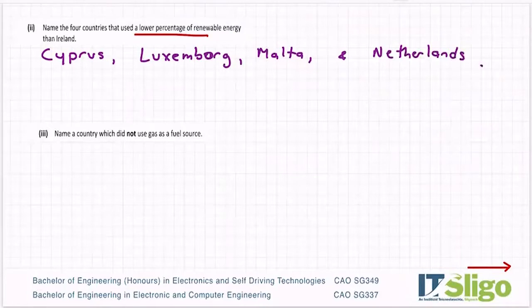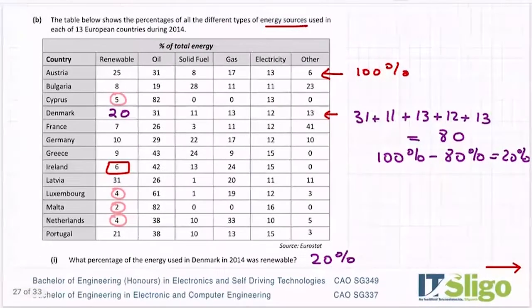Okay, that's okay. Name a country which did not use gas as a fuel source. Okay, so who did not use gas? Well, any of the zeros. Cyprus or Malta?